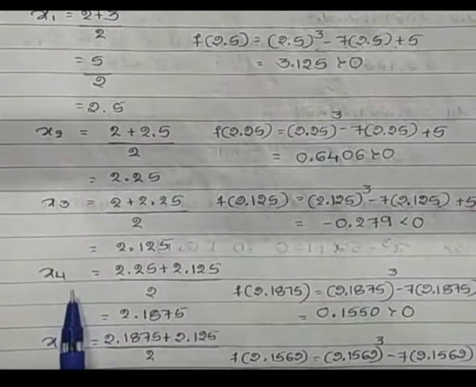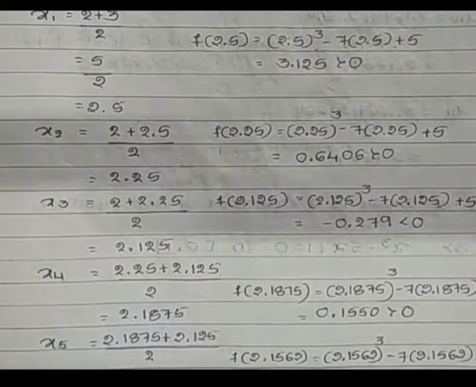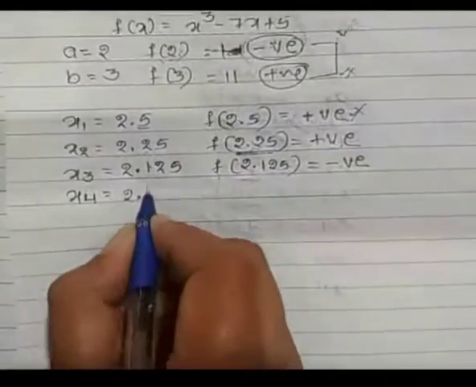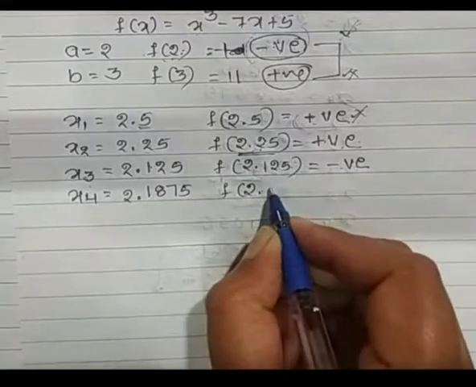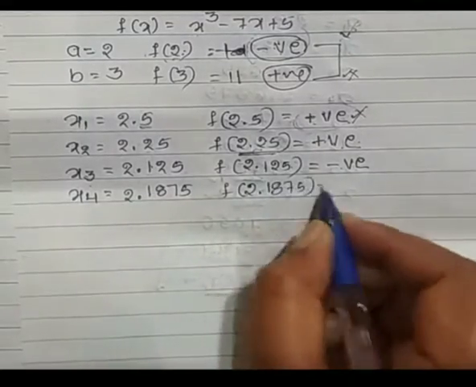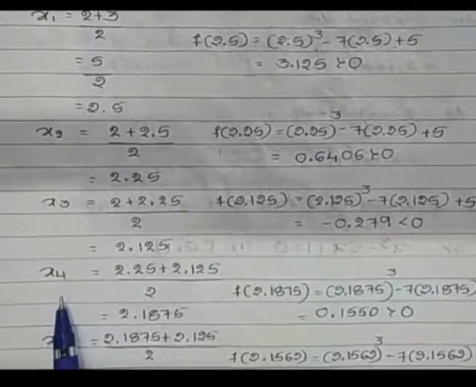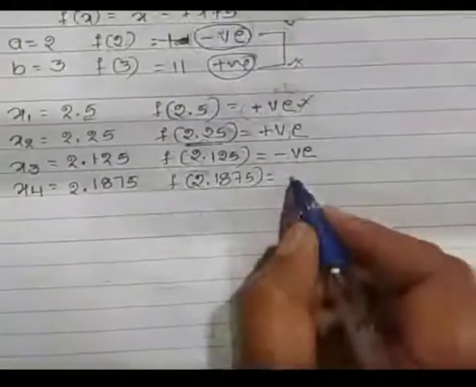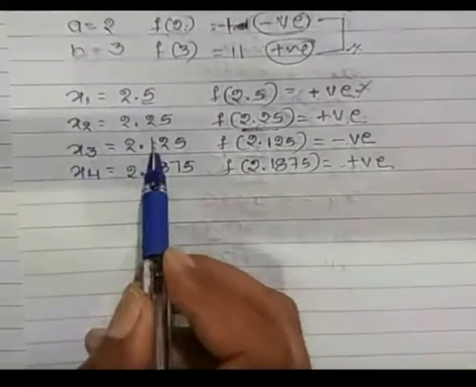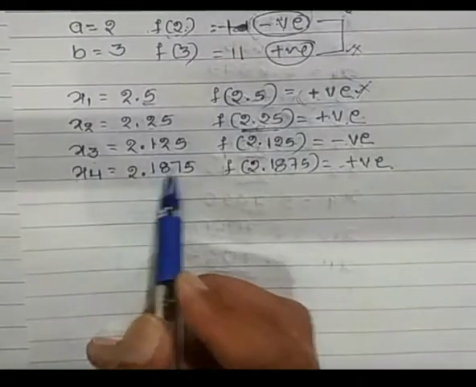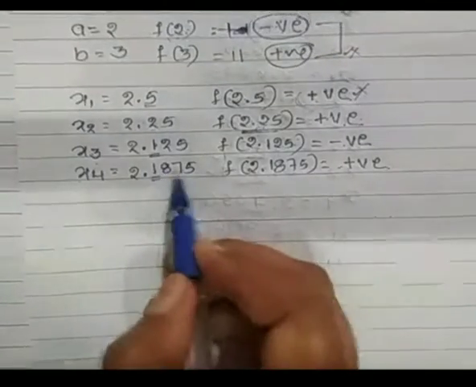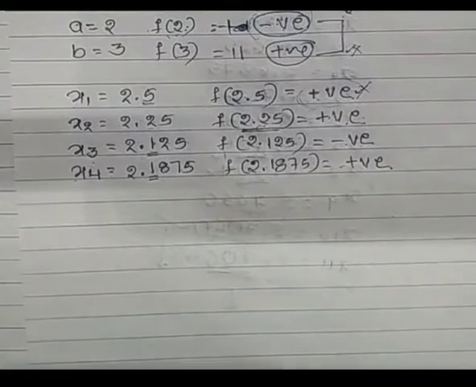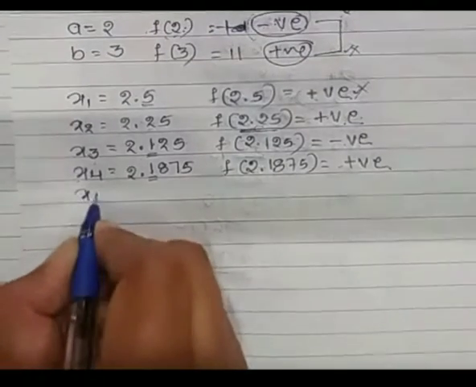So here, what is our x4? x4 is 2.1875. For this function f of 2.1875, what are we getting? For the fourth approximation, it is positive. So mention here. Still, you can observe now, x3 is 2.125, x4 is 2.185. The first decimal point is now the same. Still, two more decimal points we need to make similar. For that, go for x5.